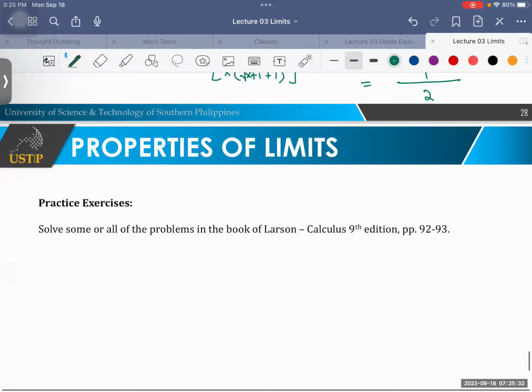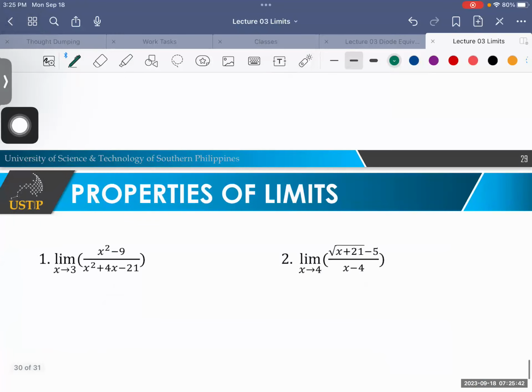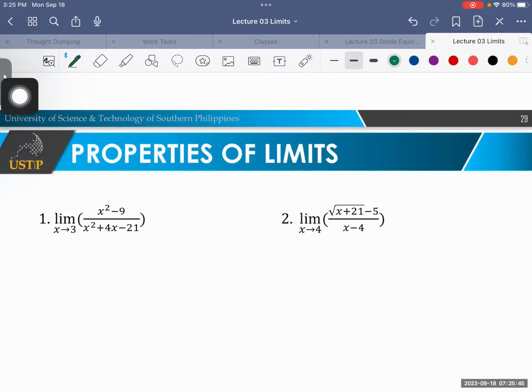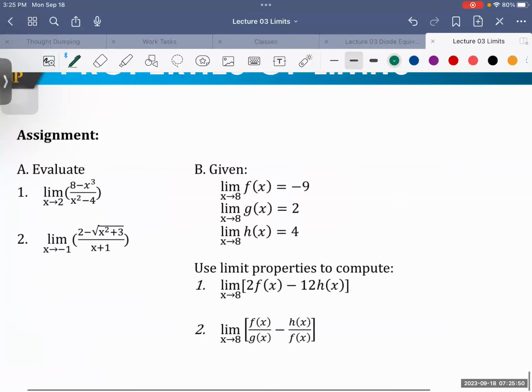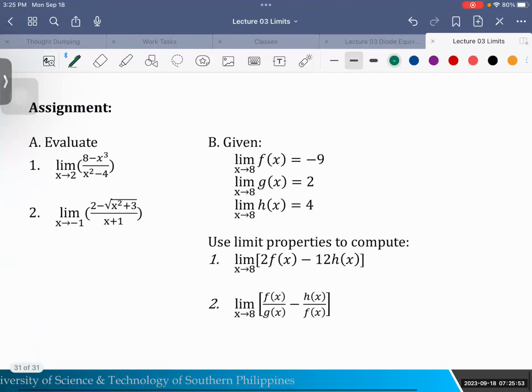Okay, if you want practice exercises, class, they are in the book of Larson, Calculus 9th Edition, pages 92 to 93, I think. I uploaded it in the references. Then you can solve these next meeting, as practice. But your assignment will be this. You can put it in one half or one whole. I think one whole paper. With the yellow paper, please add one sheet. Please don't use a notebook, class, so that your assignment is neat.